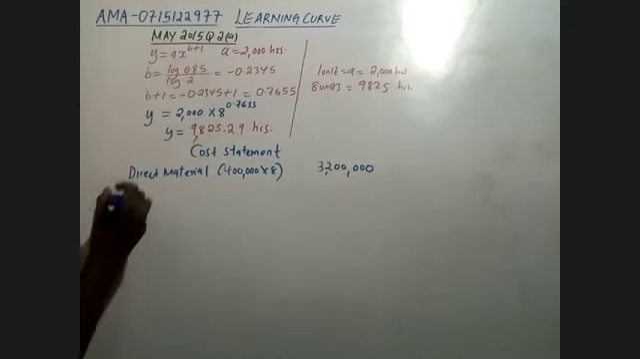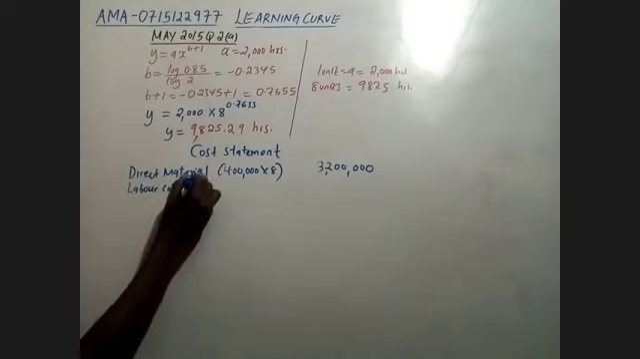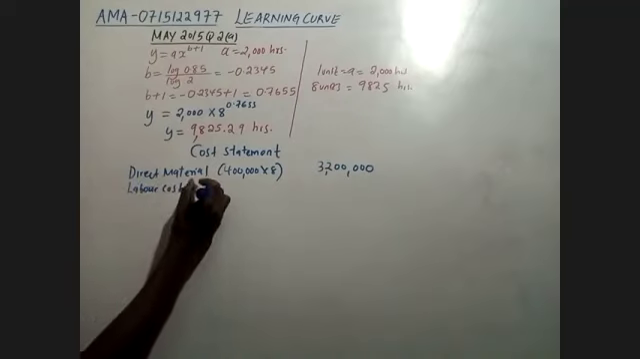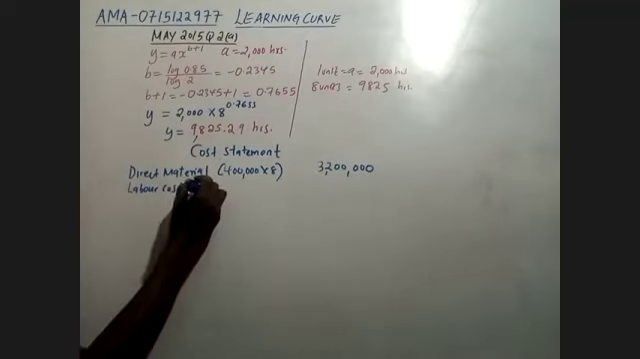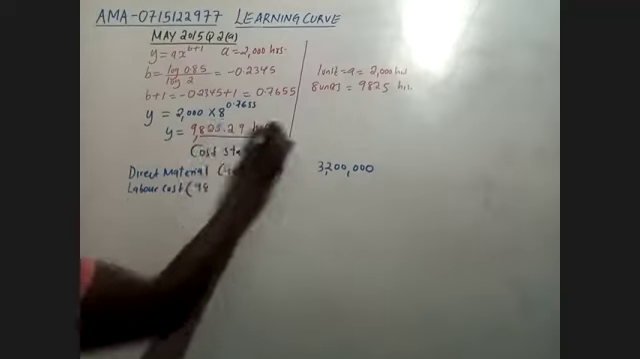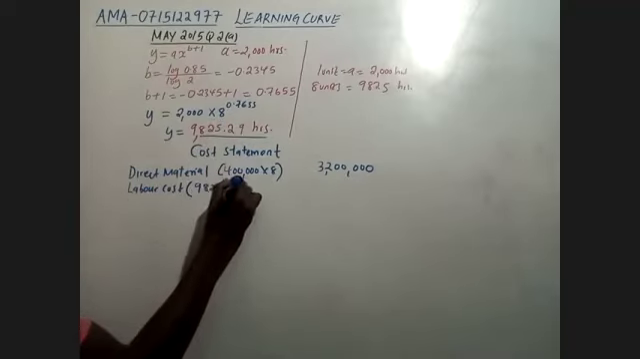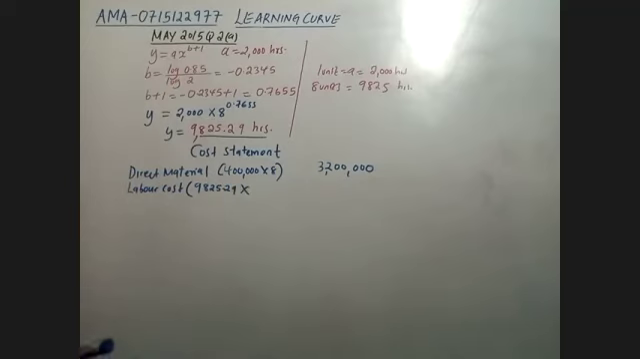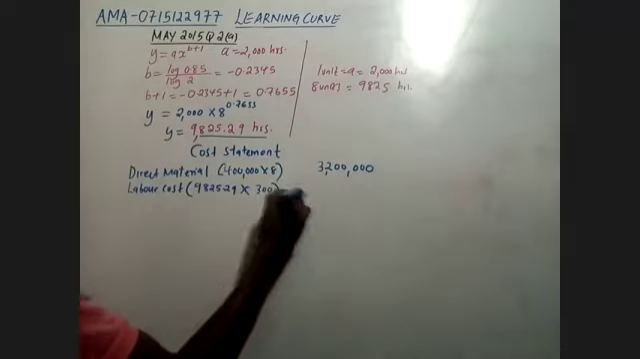Aya. Labor cost. Now, how many hours do we have? 98.25.29. Cost per hour from the question, 300. Total cost hapo.